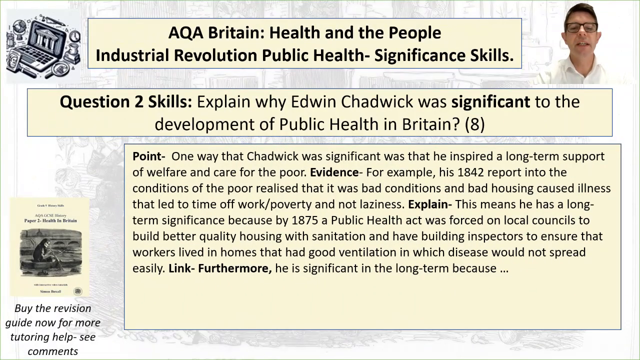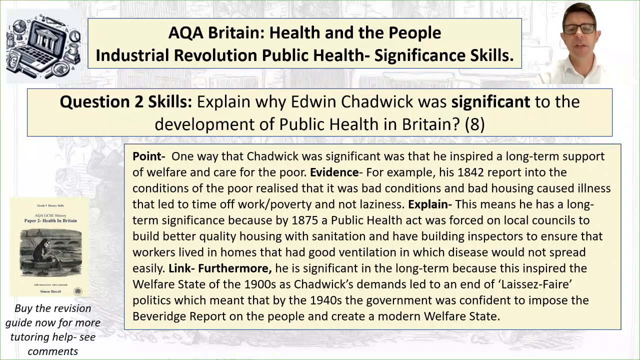Okay, so I've said this means he had long-term significance because by 1875, a Public Health Act was forced on local councils to build better quality housing with sanitation and having building inspectors to ensure that workers lived in homes that had good ventilation, in which disease would not spread easily. So the impact long-term is the 1875 Public Health Act, and that would be a really good idea to do. You might have brought in other acts, you might have gone further in time forward, and that's fine. So let's have a think about furthermore. As I've gone 1875, I can now go further on in time and link to the 1900s perhaps now with an even longer term idea. Okay, so pause me now and give your idea if you've got one.